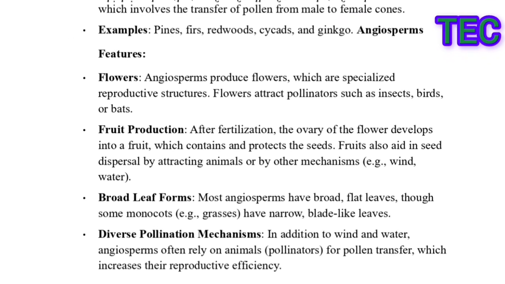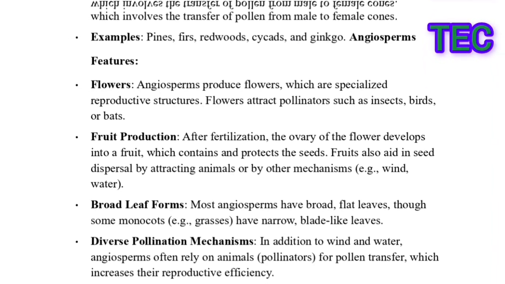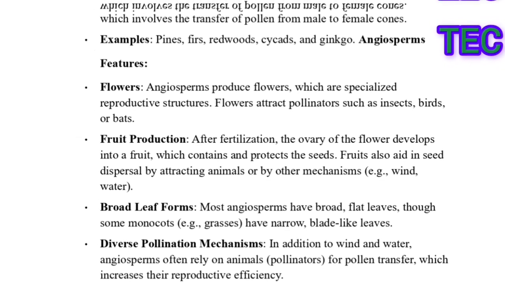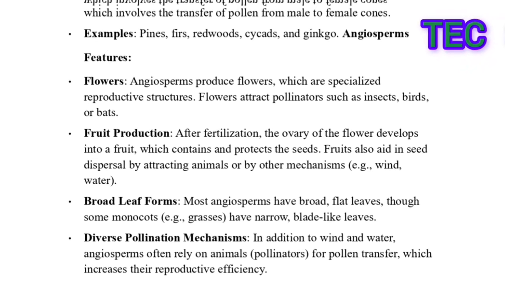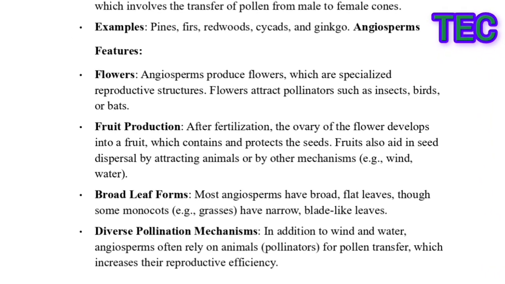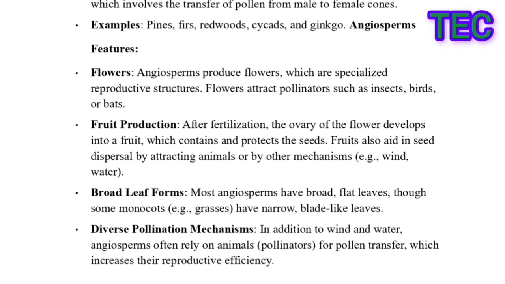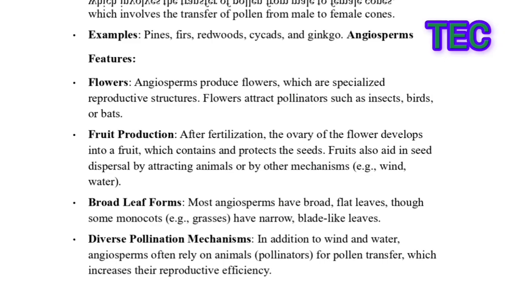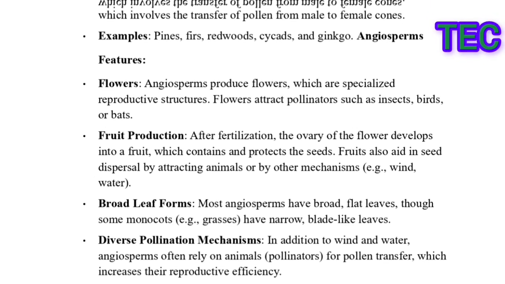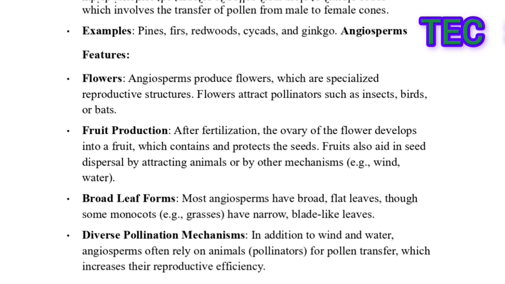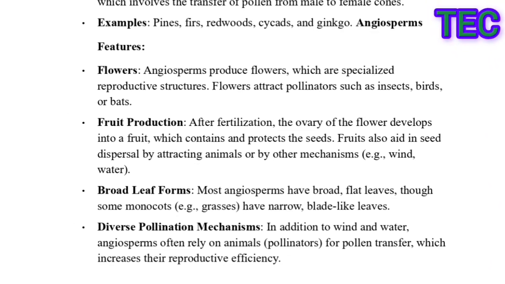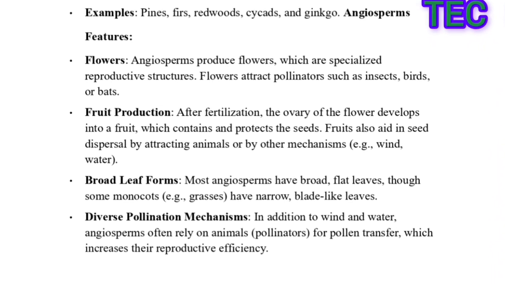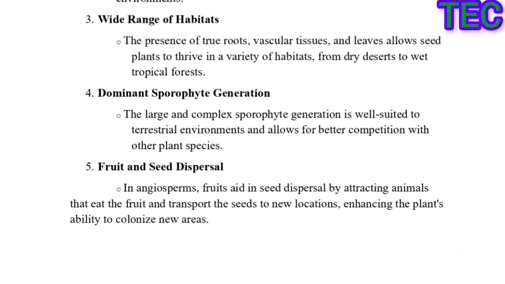Diverse pollination mechanisms. In addition to wind and water, angiosperms often rely on animals, pollinators, for pollen transfer, which increases their reproductive efficiency. And remember, most of the angiosperms form fruits. For example, a mango is a fruit. So when you carry that fruit, you eat the fruit, you throw away the seed. That seed is going to, when it gets favorable conditions, grow in another region. So it will have been dispersed by animals.